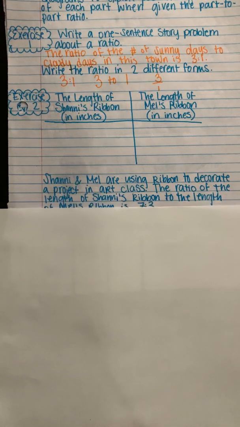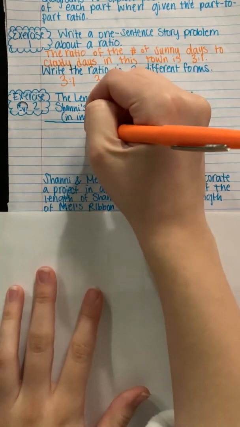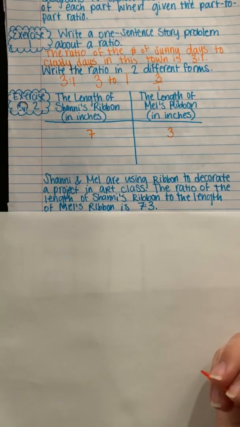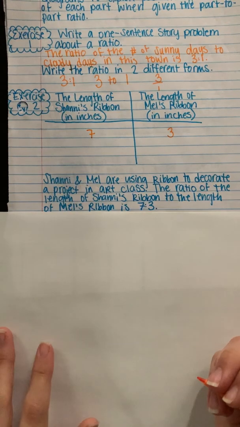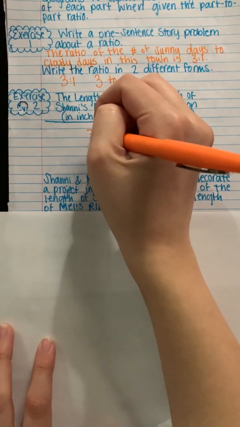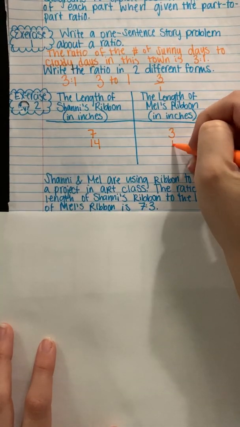So our problem here is Shani and Mel are using ribbon to decorate a project in art class. The ratio of the length of Shani's ribbon to the length of Mel's ribbon is 7 to 3. So in our table, I can already fill in when Shani's ribbon is 7 inches long, Mel's ribbon is 3 inches long. And then I can multiply each of those quantities by 2 to come up with an equivalent ratio. So 7 times 2 is 14, and 3 times 2 is 6.